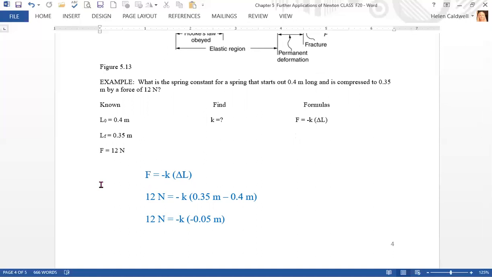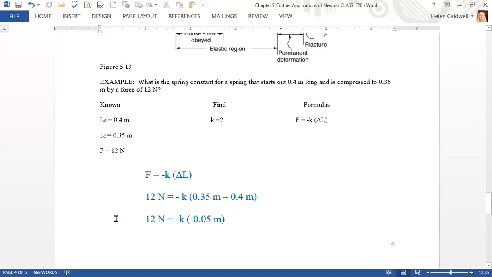F is equal to minus K multiplied by delta L. We'll write our formula down: F equals minus K times delta L. So the force is 12 newtons. We have minus K written down. Delta L would be L final minus L initial. So final length was 0.35, initial was 0.4. If you take 0.35 and subtract 0.4 from it, you get negative 0.05 meters, multiplied by negative K, will give us our 12 newtons.